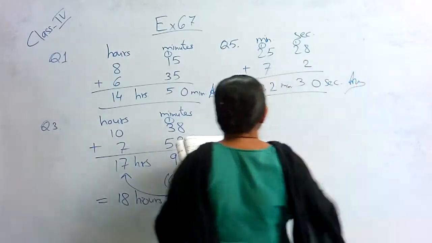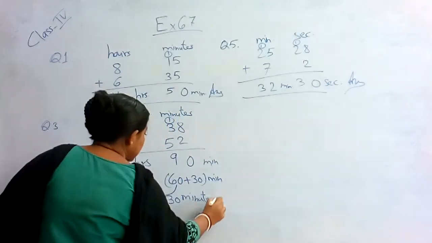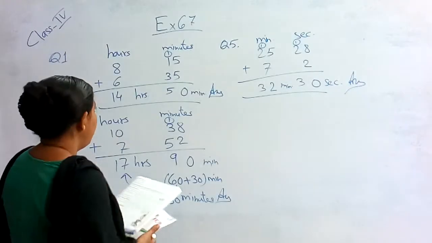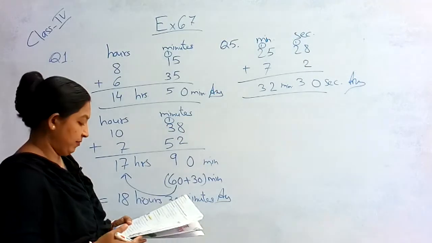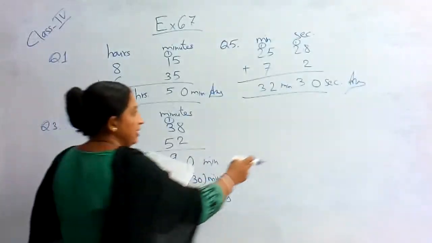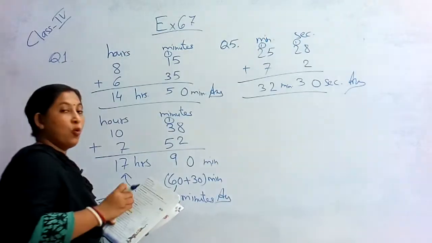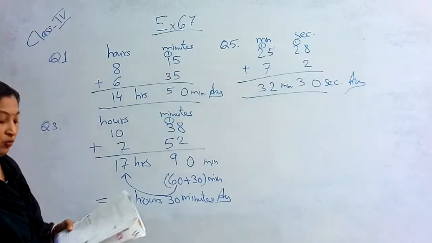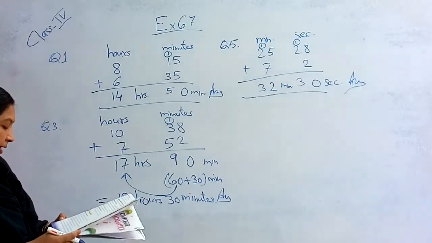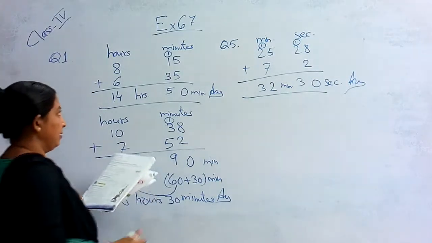This is the answer for number 5. So same thing, here it is less than 60, that's why we are not converting. But if it is more than 60, then you have to convert it. Now let us do number 9.